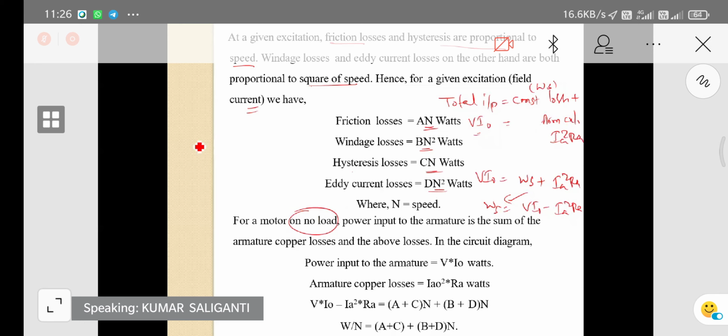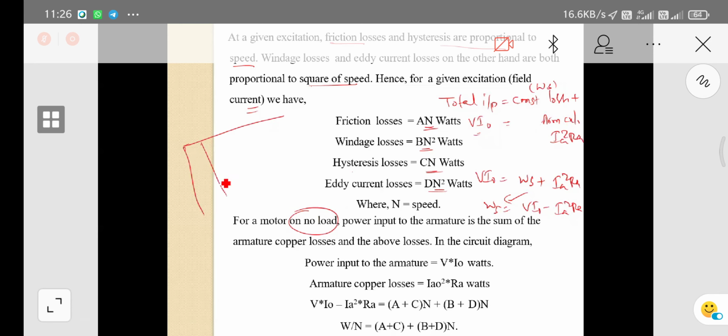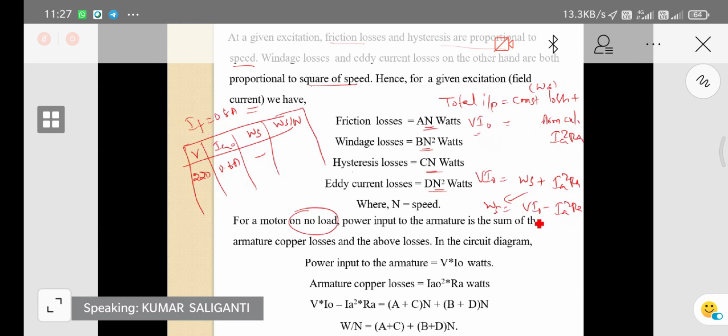Already we got these readings: V, Ia, and Ws by N. At the field current of 0.8, which is the rated field current, the voltage is 220 volts and Ia is 0.6 amps. So Ws has some value. To get Ws, it is V into I naught minus Ia square Ra. From that you can get this value.